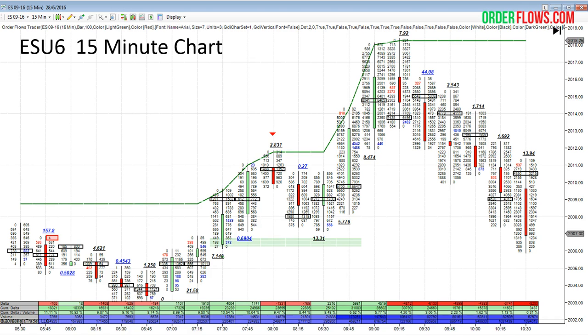Okay, what is this? This is a 15-minute E-mini chart. You have the delta here, it's negative, then 1100, 1900, 4000, and boom. This is a 15-minute chart.